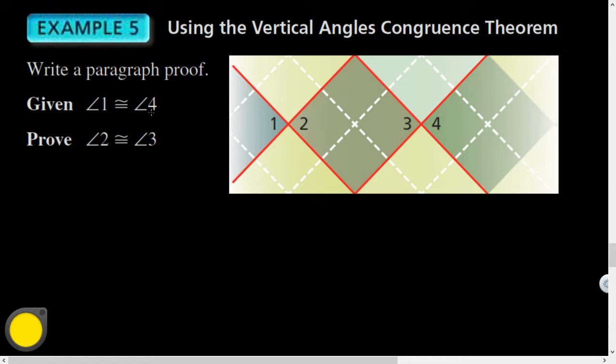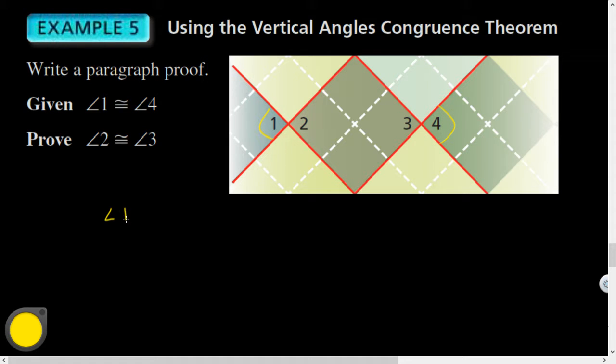Given angle 1 is congruent to angle 4, this one to that one, prove angle 2 is congruent to angle 3. Okay, I think we can do that. Sadly, they asked for a paragraph proof, and paragraphs are made up of components called sentences, and sentences are made up of smaller components called words. All right, here we go, friends. Let's do this. I don't even know if my hand knows how to do this. Like, can you write words like this?